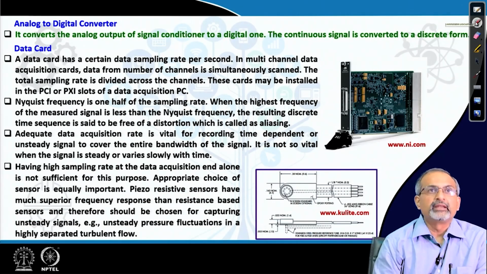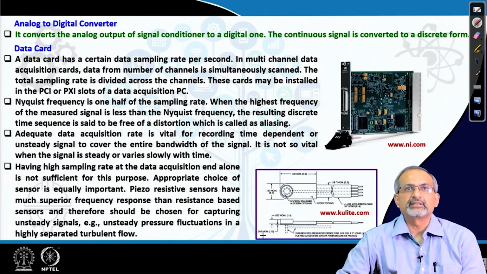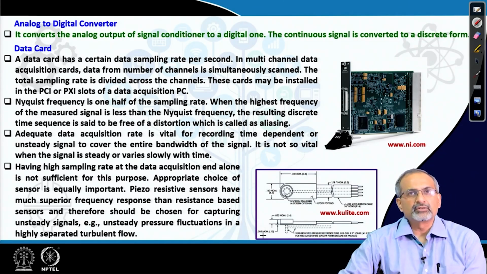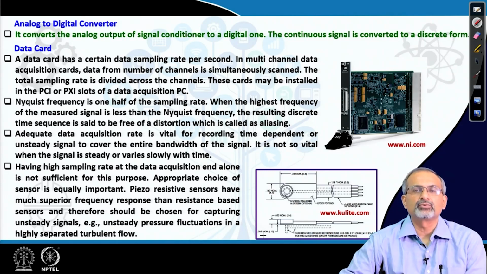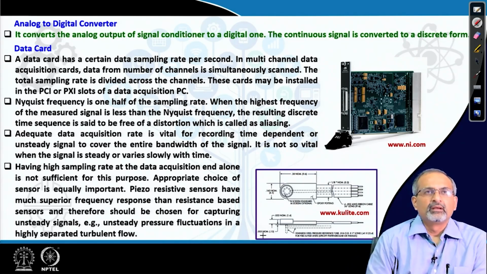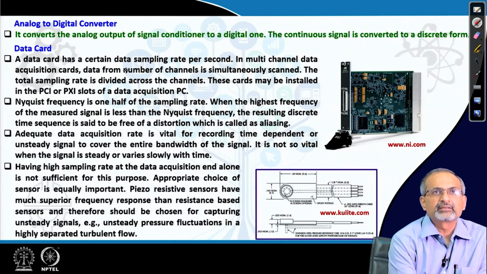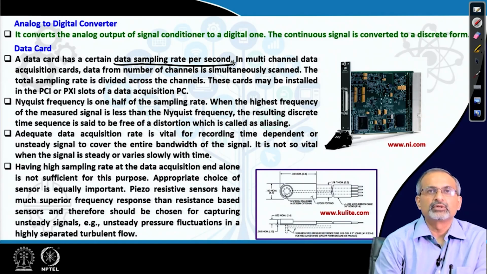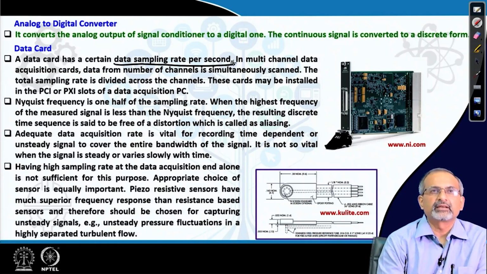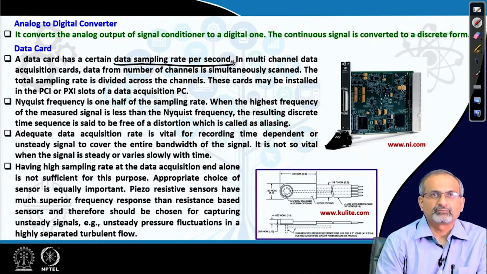So, you may need to look at analog to digital conversion, so that the analog output of the signal conditioner is converted to a digital one. So, basically the continuous signal is converted to a discrete form. Then you need to look at data cards. So, data cards have a certain data sampling rate per second. Usually sophisticated cards have fairly high data rates, and they could also handle multiple channels of data.